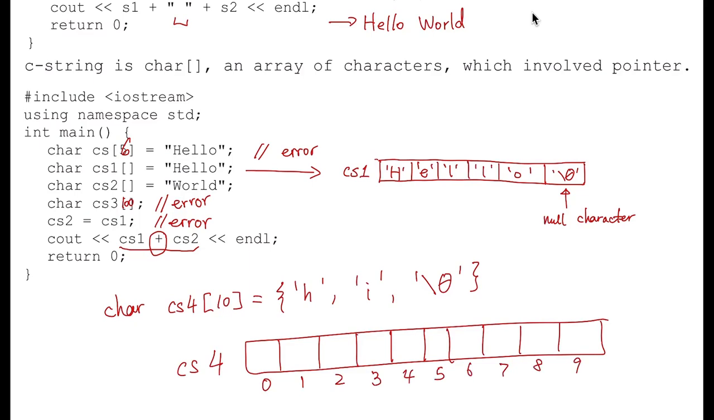Right? So you have 10 positions. The first character will be H, and then the second one will be I, and then you will have your null character. Any questions here? So from indexes 2 to 9, it's going to be null characters. No, you will only have index 2 be the null character, and then the rest is just nothing. So if you cout that, it would just print out hi. If you cout the C string 4, it will just print out hi.